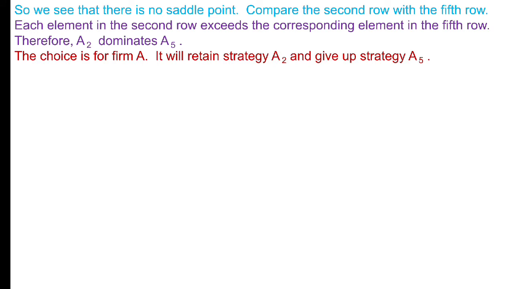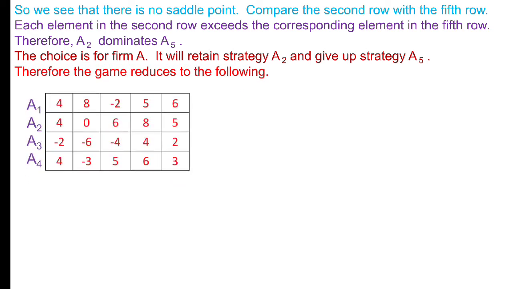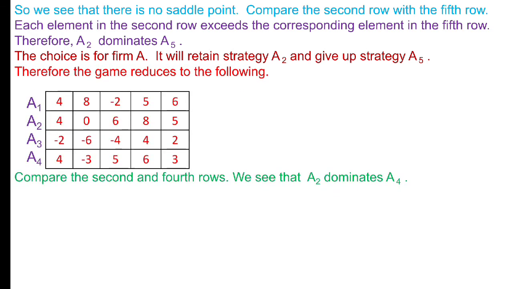The choice is for A2. It will retain strategy A2 and give up strategy A5. That means A5 will be deleted. Therefore, the reduced matrix is this one. A5 is deleted, and then we get A1, A2, A3, A4. Why did we delete A5? Because A2 is dominating A5.